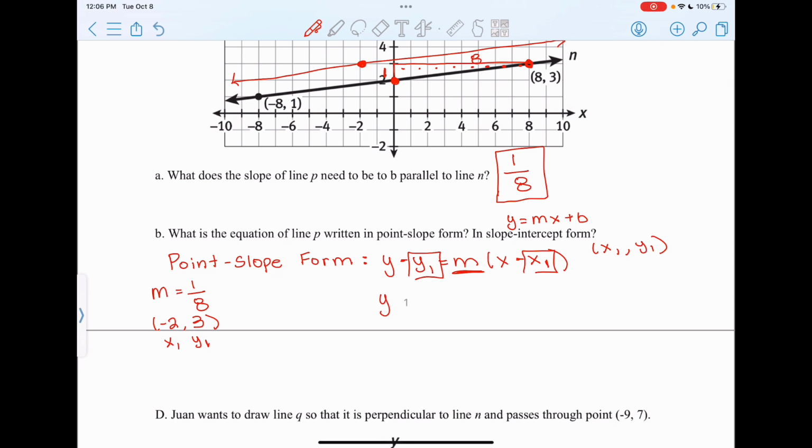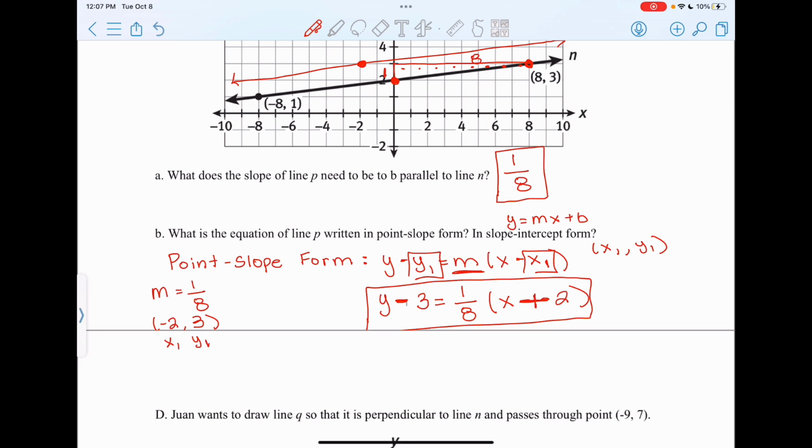I have y minus y1, which is 3, is equal to m, the slope, which we said was 1 over 8, parenthesis x, minus x1, which is -2. This is point-slope form. And notice how I have 2 negatives in the parentheses. If I have 2 negatives right next to each other, this can turn to a big plus. This is point-slope form.